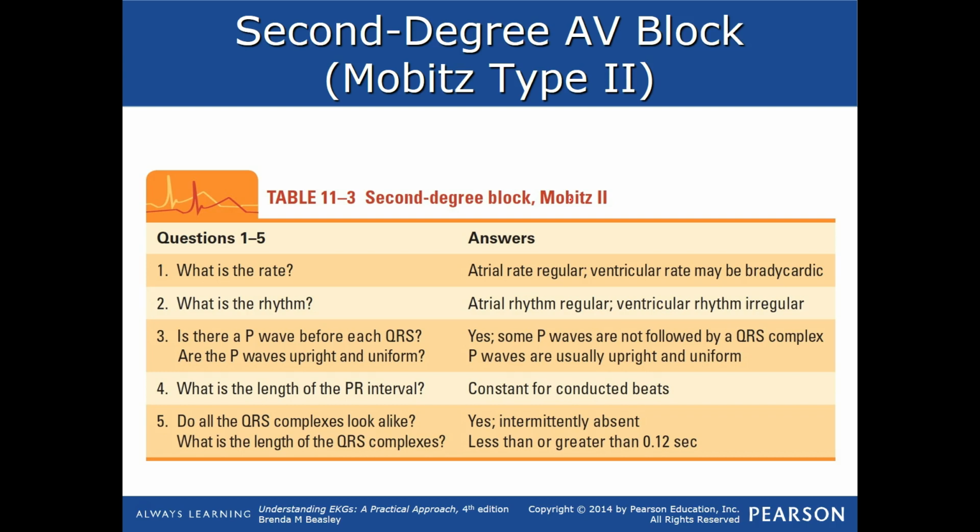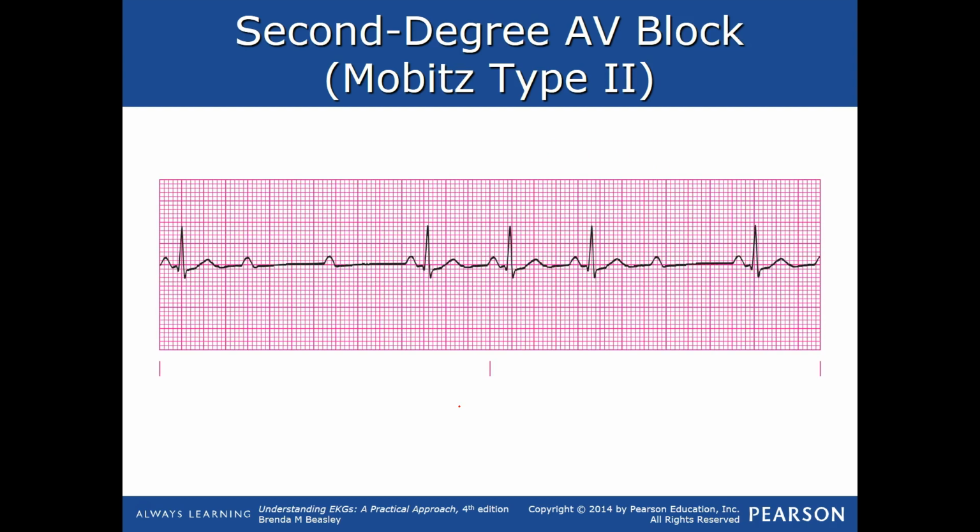So the atrial rhythm is regular, ventricular rhythm is irregular. Some P waves are not followed by a QRS, but once again, the PR interval is constant for conducted beats. So let's take a look at this. We see we have these drop beats here, but here's what we're talking about, okay? That PR interval, it's constant. It matches. Now it's a drop beat here. That PR interval, though, is constant, okay?